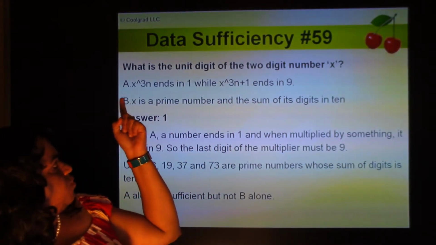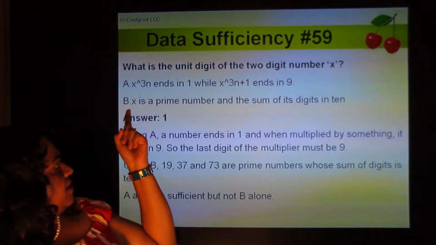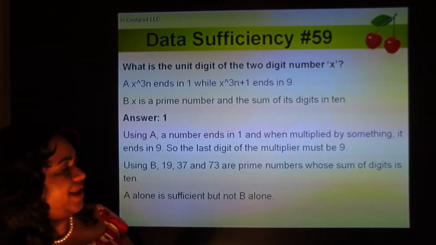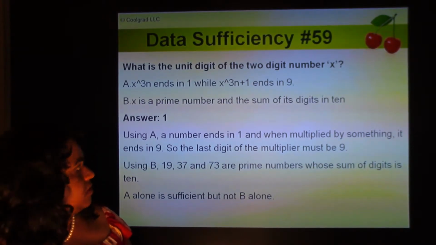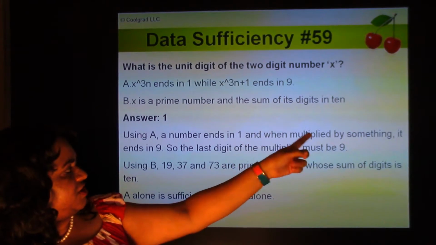Question 59. What is the unit digit of the 2-digit number x? Statement A, x to the power of 3n ends in 1, while x to the power of 3n plus 1 ends in a 9. Statement B, x is a prime number and the sum of the digits is 10.